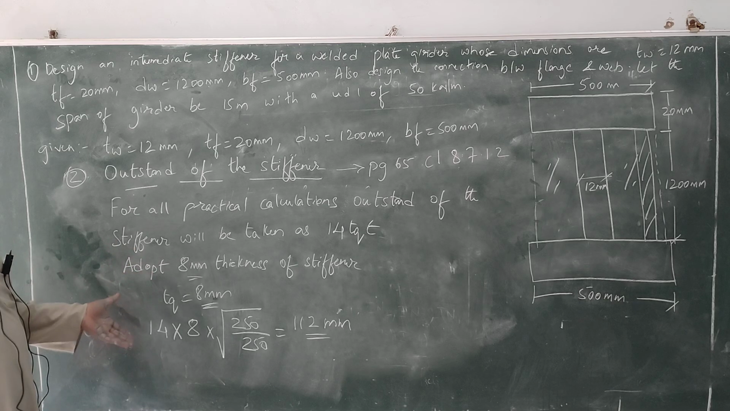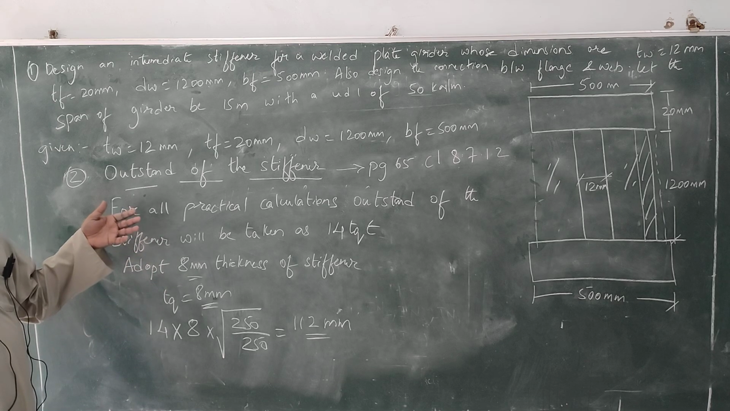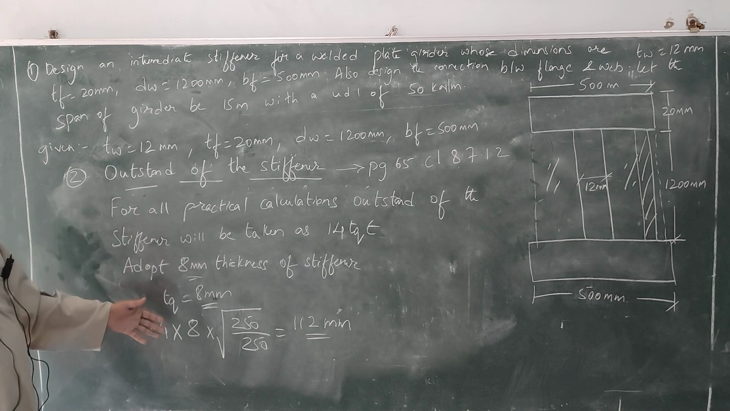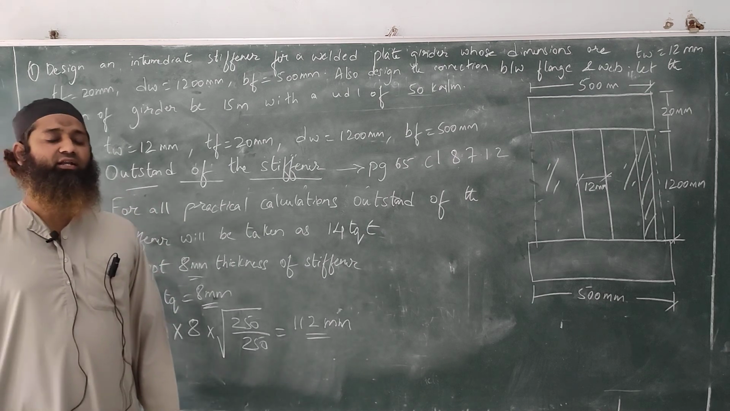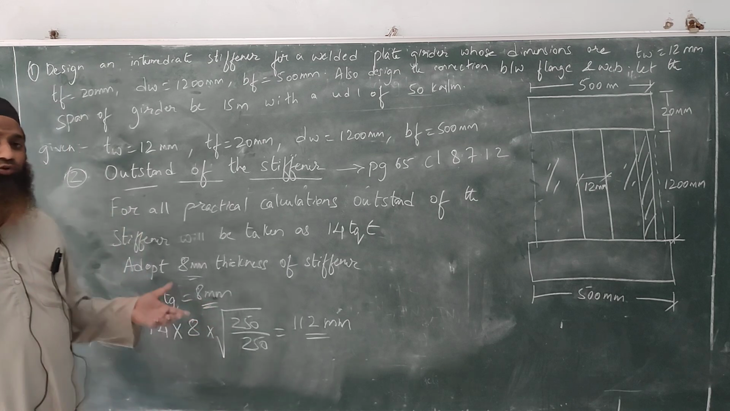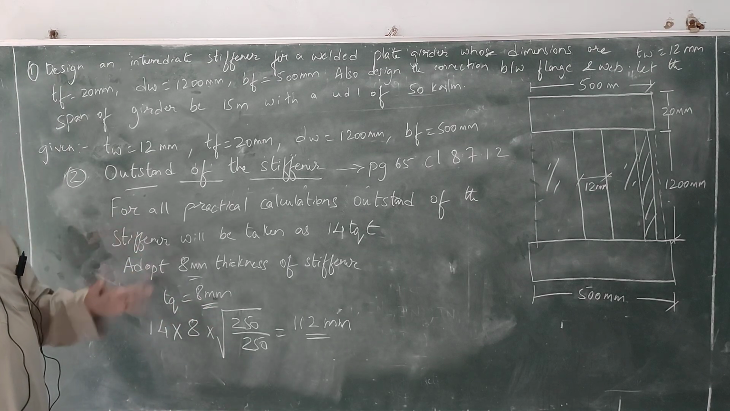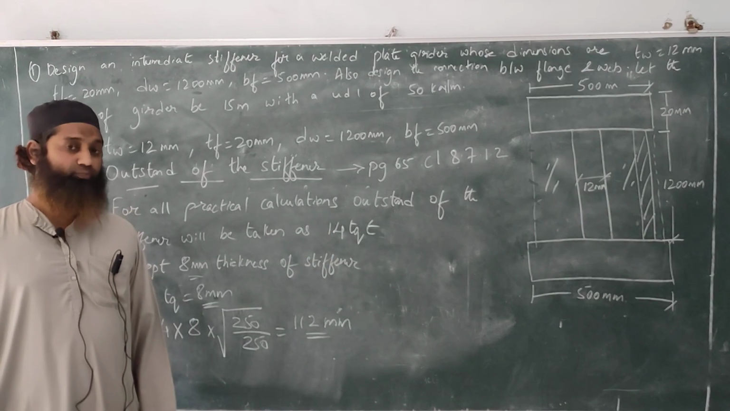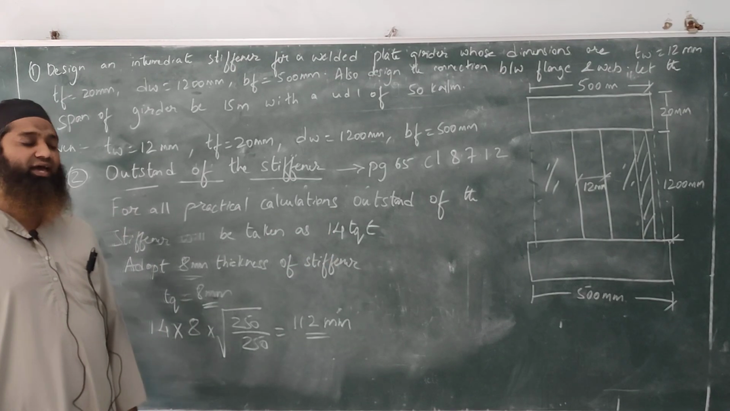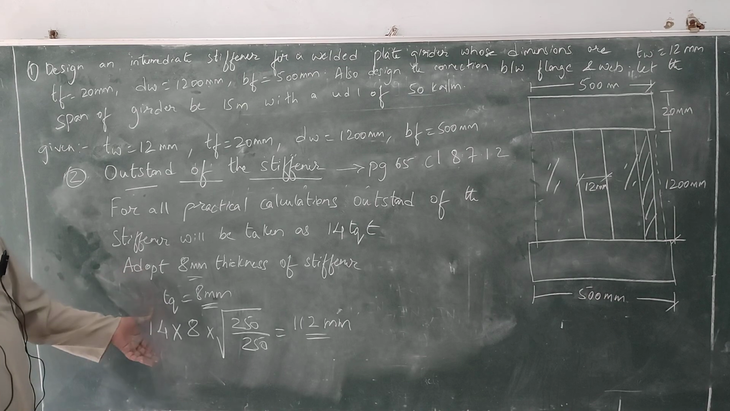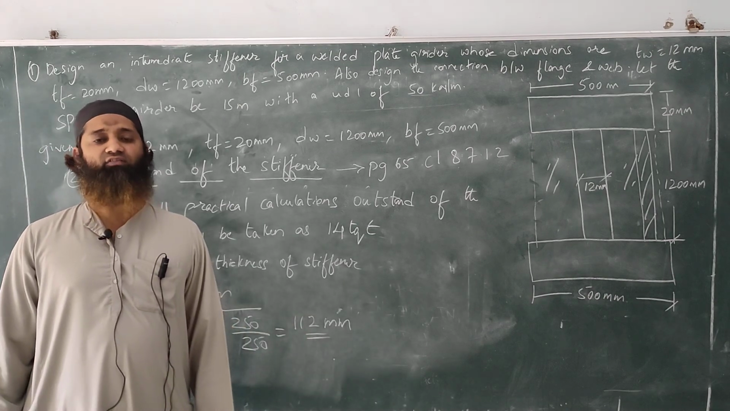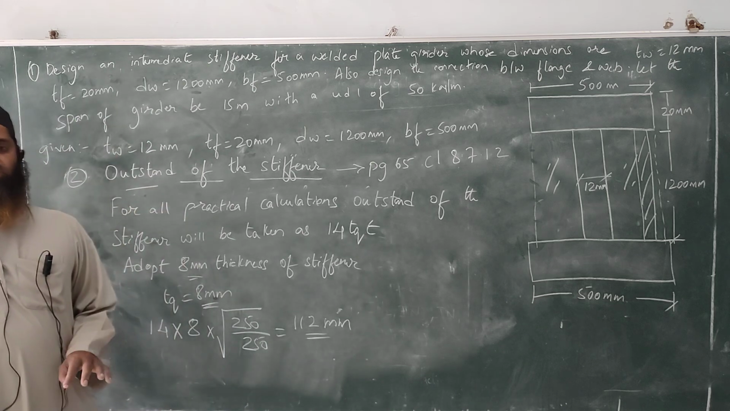After that, we are seeing the outstand of the stiffener from page 65, clause 8.7.1.2. It shouldn't be greater than 20 t_q ε. I have taken it as 14 t_q ε, which for all practical reasons will be used. I've adopted the size of the stiffener as 8 mm and substituted here. So this is the outstand of the stiffener, which I'm getting as 112 mm. Hope this step is also clear to you all.